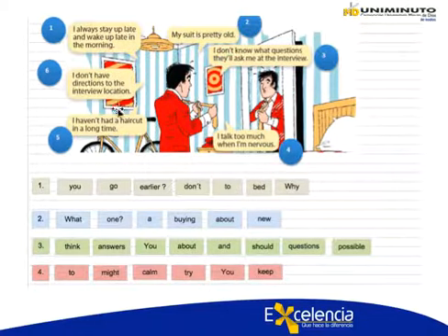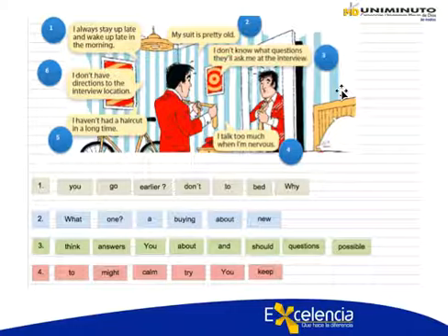Okay. Here, like in the bubbles, we have different sentences. Number 1, I always stay up late and wake up late in the morning. Number 2, my suit is pretty old. Number 3, I don't know what questions they'll ask me at the interview. Number 4, I talk too much when I'm nervous. Number 5, I haven't had a haircut in a long time. Number 6, I don't have directions to the interview location.